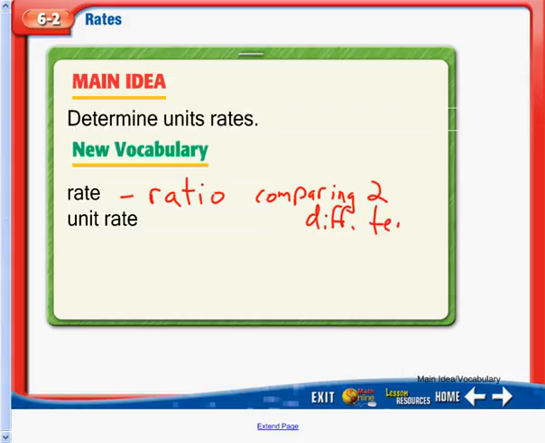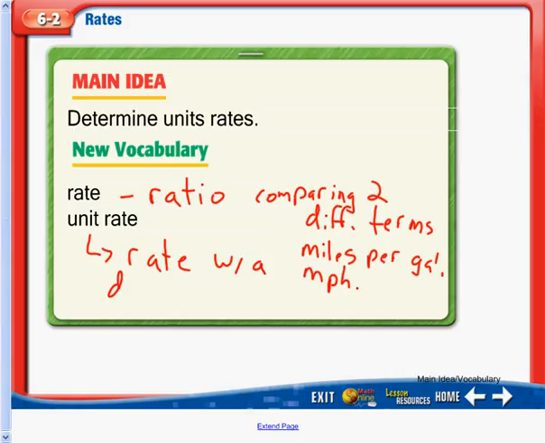An example of this would be, I'm sure we've heard of miles per gallon, miles per hour. Those are both a couple examples of different rates. And a unit rate, our other vocabulary term, is going to be a rate with the denominator of 1. And what that means is that's going to be just like miles per hour. We're comparing miles per 1 hour would be what a unit rate would be. So typically all the speed limits you see are 60 miles per 1 hour.